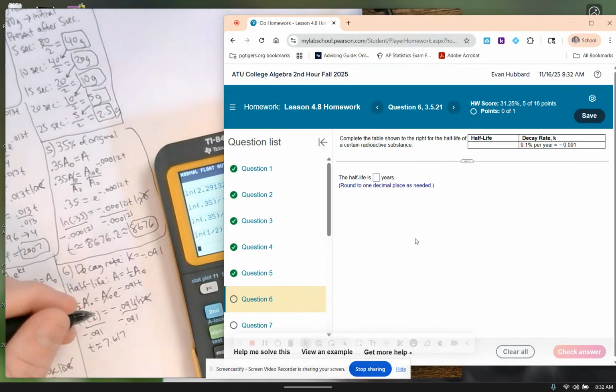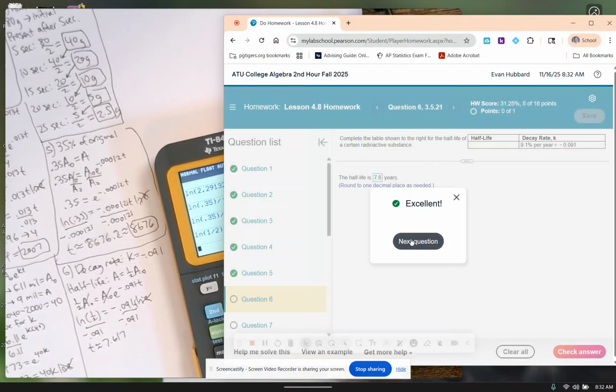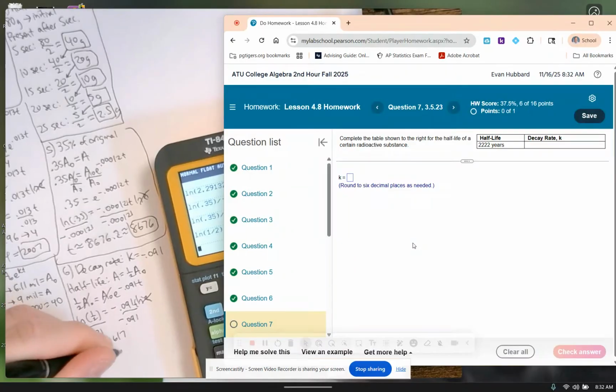How many decimal places do they want for this? So 7.6, let me make sure 7.6 works. We're writing it down. Okay, let me write that down there.